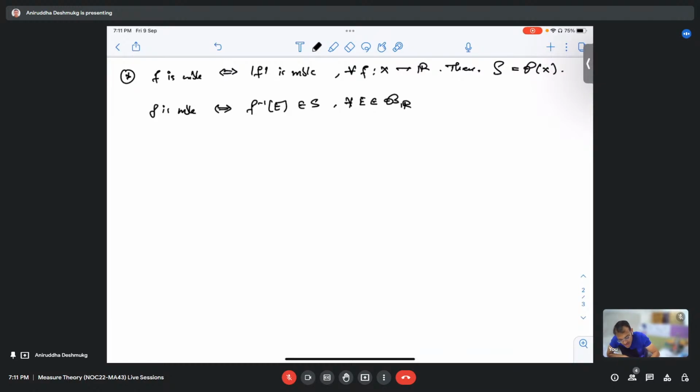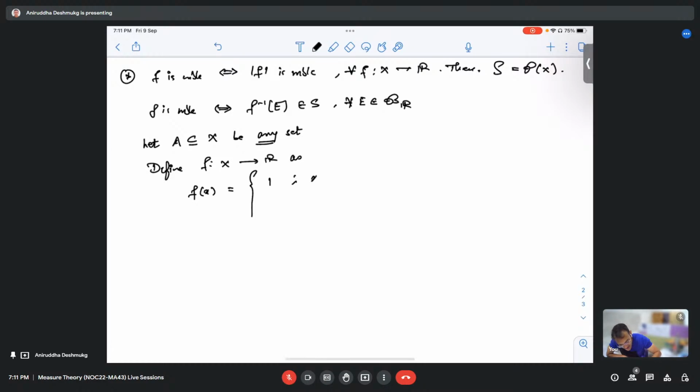Now, let us look at any set in capital X. Let A be any set. Let us define a function f from X to R as follows. f at x is 1 when x is inside A, and it is minus 1 when x is not inside A. This is the definition of my function.